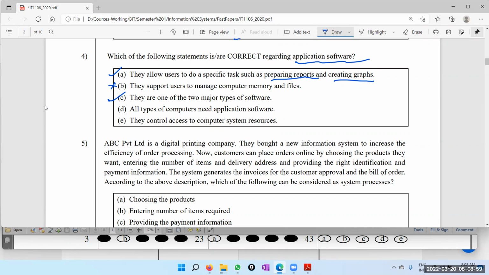All types of computers need application software. So that's again a debatable question. Of course, a computer can exist without application software, but then it is not useful.